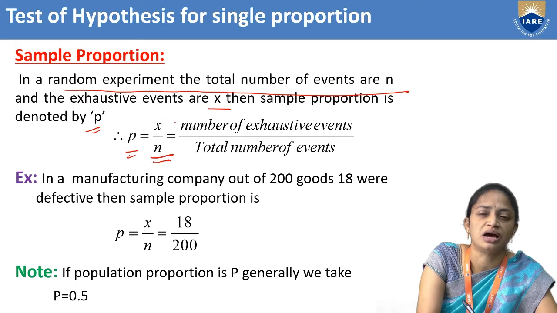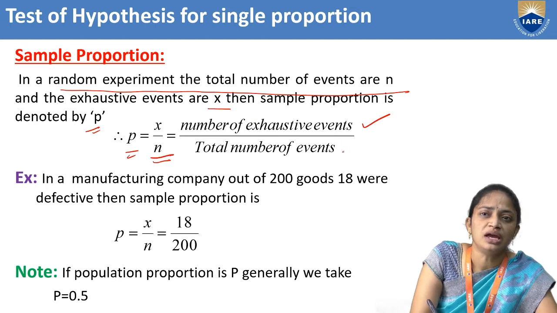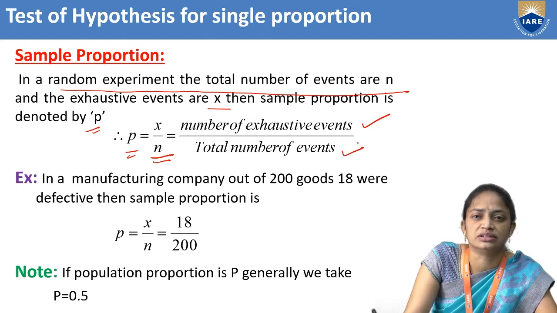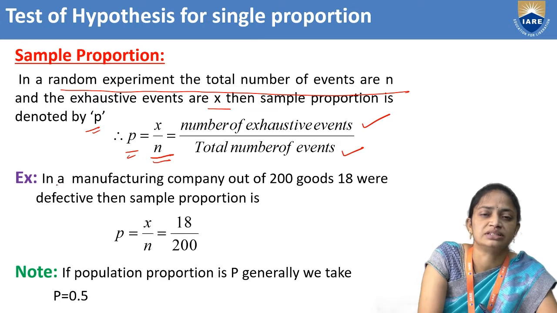So this is the formula. That is equal to number of exhaustive events divided by total number of events. So that means p is equal to x by n. So here we have an example.